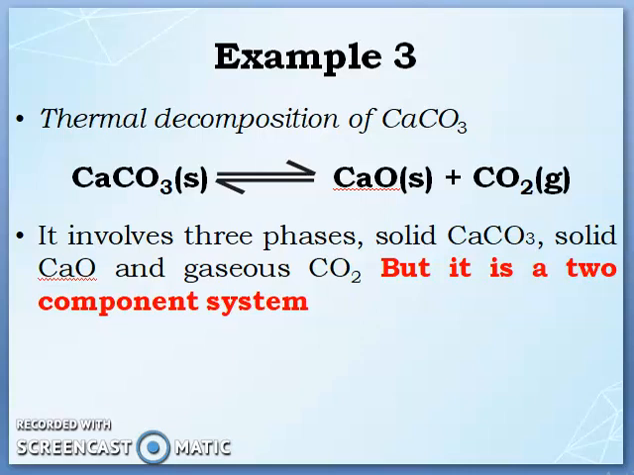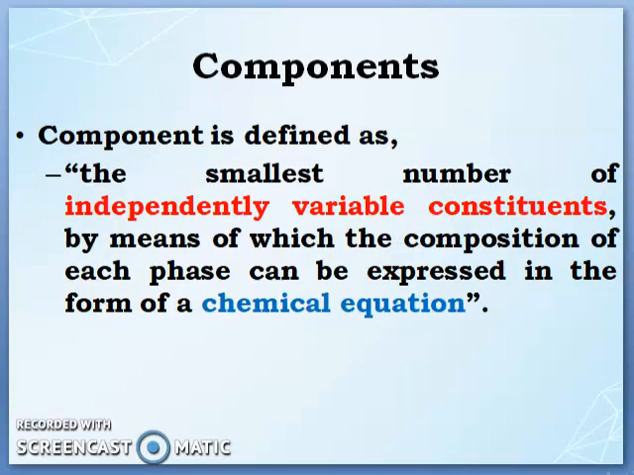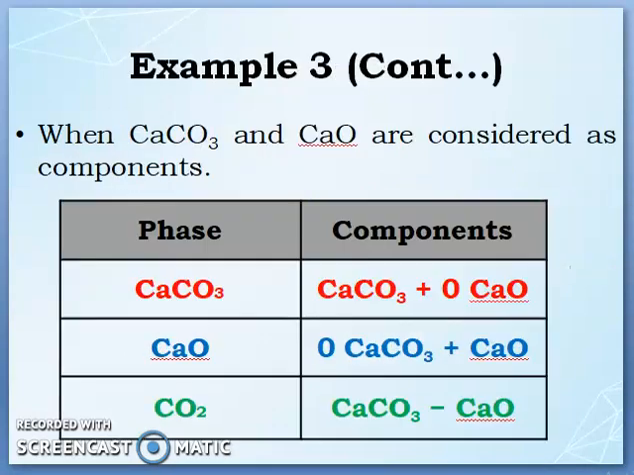So I repeat, component is defined as the smallest number of independently variable constituents by means of which the composition of each phase can be expressed in the form of chemical equation. That is what we have done in this particular case. We have selected two chemical constituents, calcium carbonate and calcium oxide. We can define all the three phases using chemical equation.